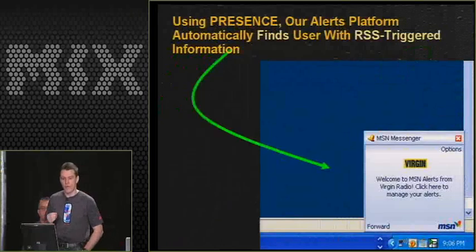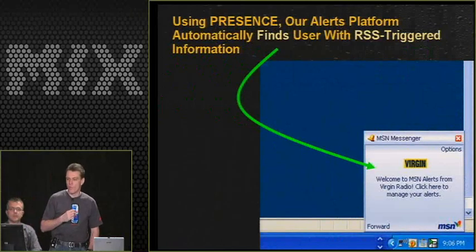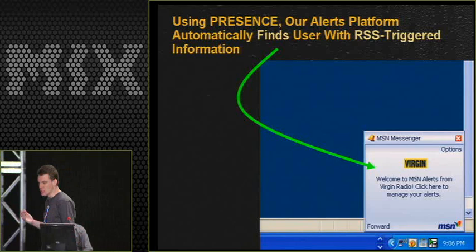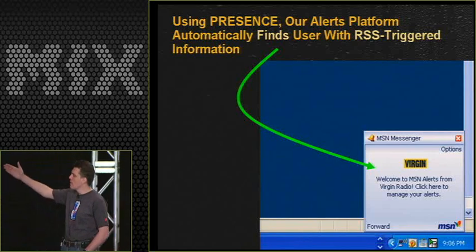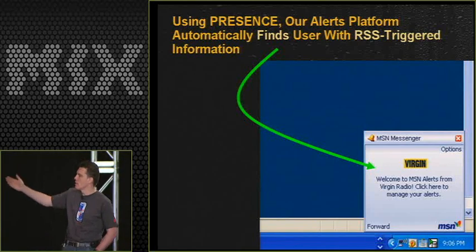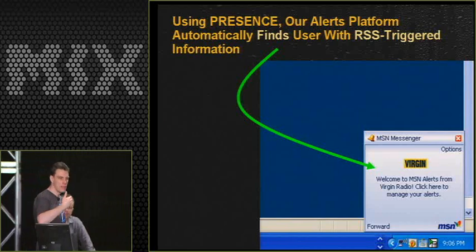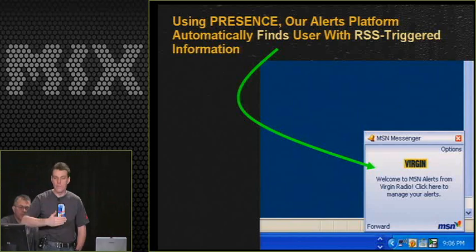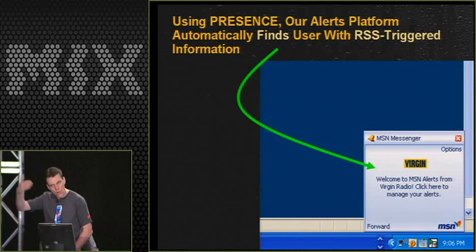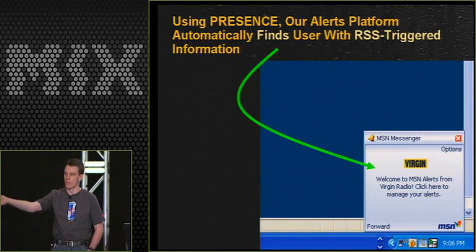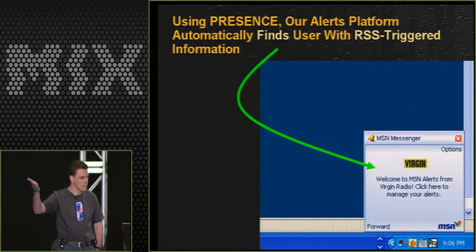So here, using presence, the alerts platform automatically finds users with RSS information. Here we've got a toast appearing, and it's showing welcome to MSN Alerts from Virgin Radio. Click here to manage your alerts. So it's really putting the power into the end user to customize it. This may be a way, if you put new categories in, to notify that end user that there are new categories, new RSS feeds, new information, new content.